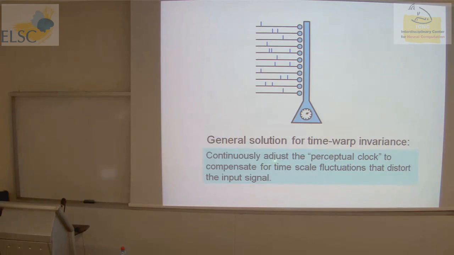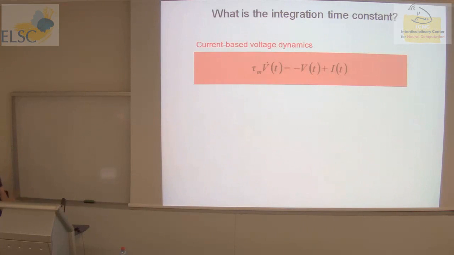So obviously you need to adjust your perceptual clock in the neuron to compensate for the time scale fluctuation. Now in olfaction this might be easier to do because you have the motor, you're doing your own sniffing, so you have the clock in principle. In audition, this is much harder because you don't know how fast the other people are speaking. So in audition, at least, you have to somehow infer the speaking rate from the input itself. Okay. So what is the clock in a neuron?